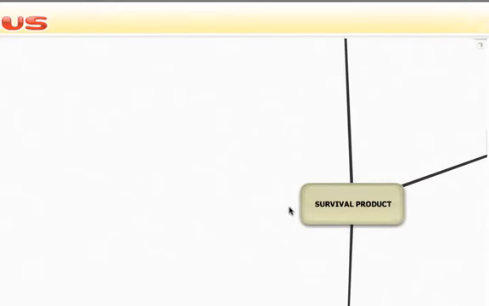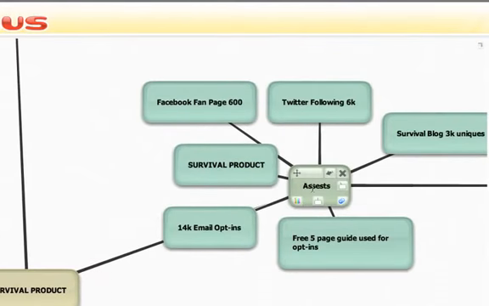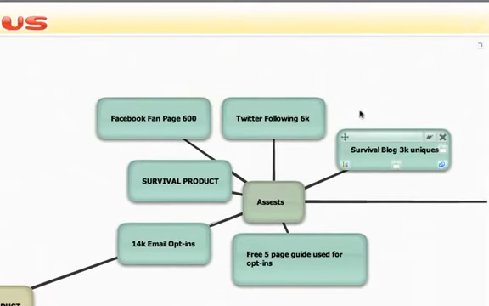But I already have a bubble already going, so you're going to start with the center bubble and you're going to type the name of your product, and that's going to be your starting point. Then you click the little new child button underneath here and drag and label it assets. Now obviously you're going to list all your assets around here. So whatever that might be, you might have a Twitter list, a Facebook fan page, or whatever you have going for you for this product.